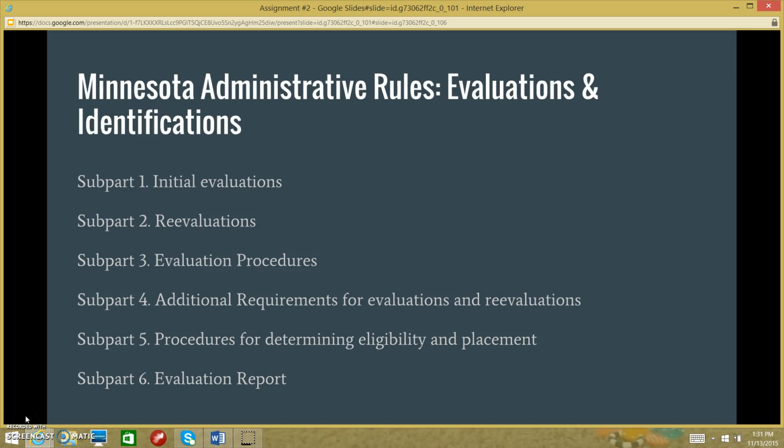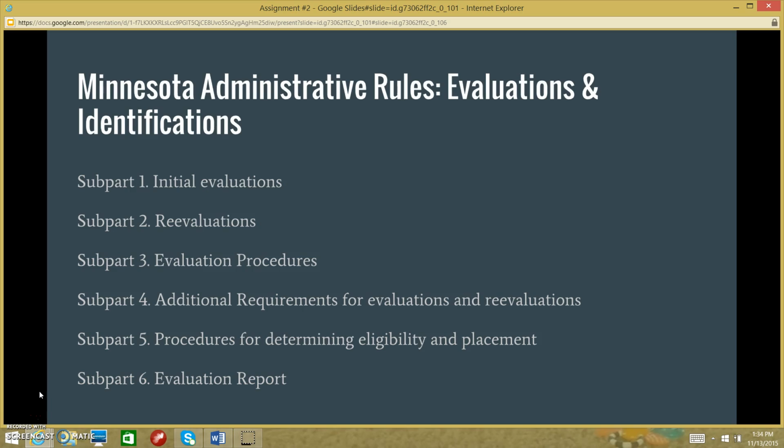Part 3. Evaluation procedures. 1. Provide written notice to parents. 2. Use a variety of tools and strategies. 3. Use a variety of procedures. 4. Use technically sound instruments. 5. Tests and tools that are not discriminatory on a racial or cultural basis must be administered to students in their native language. And 6. Standardized tests must be validated. 7. The child is evaluated in all areas of a suspected disability. 8. The evaluation must be comprehensive. And 9. Determination of suspected disability is made by a team of professionals and parents.